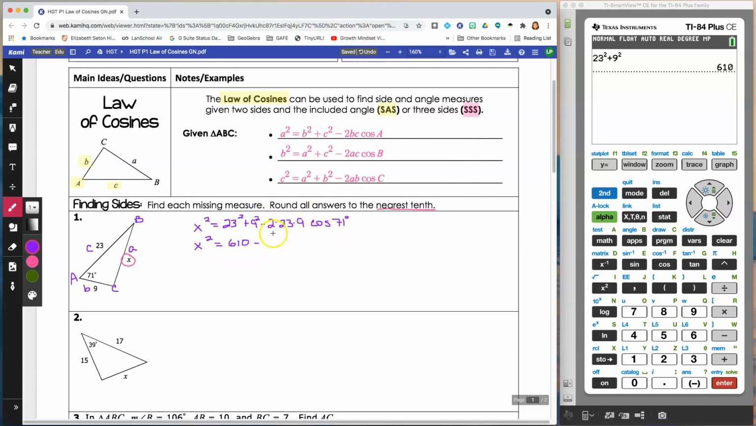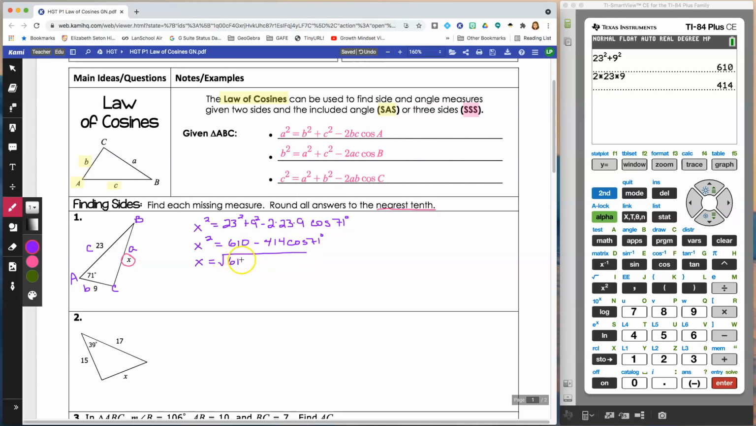But I can simplify the negative 2 times 23 times 9. So I'm going to do that. 2 times 23 times 9, that's my 414. But this is 414 times the cosine of 71 degrees. So this is as much as I can simplify this equation without rounding numbers, and I don't want to round until the very end. So I do have a couple of options. Option 1 is simply take the square root of both sides of the equation just as it is.